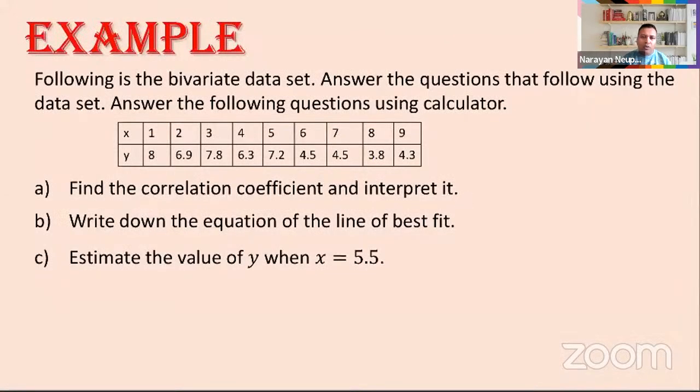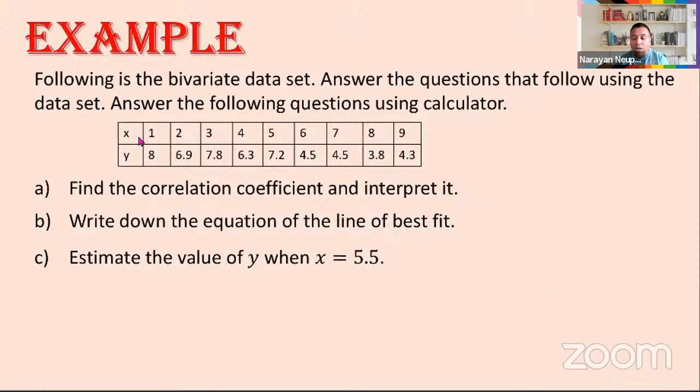Here we go. So this one is on the last chapter, that is the correlation and regression. So let's find out what is given in the problem and what we're asked to do. Following is the bivariate data. So 2 variable data, that's the meaning. You have the X variable and Y variable. So that's why it is called the bivariate data. Answer the questions that follow using the data set. Okay, and answer the question using calculator. You are using calculator to answer these questions.